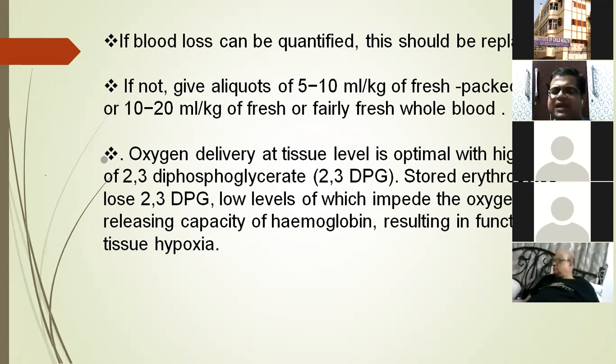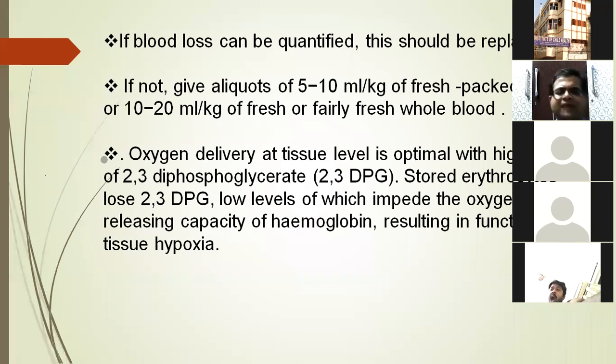The oxygen delivery at the tissue level is optimal with high levels of 2,3 DPG. Stored erythrocytes lose 2,3 DPG, low levels of which impede the oxygen releasing capacity of the hemoglobin, resulting in functional tissue hypoxia. So one indication to give fresh blood transfusion is to release more oxygen at the tissue level to counteract this tissue hypoxia. Because if there is a shock, there must be some sort of tissue hypoxia. That's why everyone is saying to give fresh.